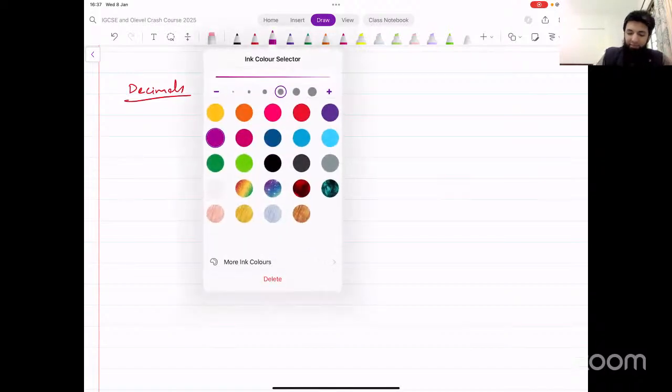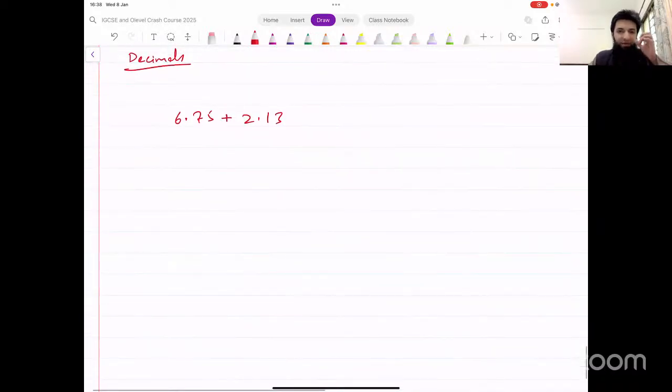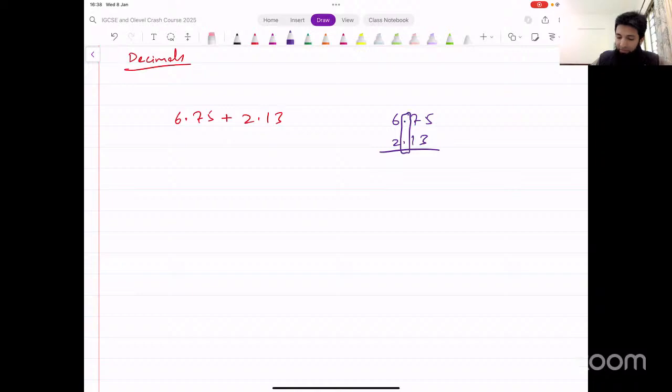Let's say you're asked to add something like this: 6.75 plus 2.13. Now, this is relatively straightforward to do because both of the numbers have the same number of decimal places, right? So what you do is you write them one over the other like this. 6.75, 2.13. The decimals are aligning like this, right? So in order to be able to add and subtract decimals, the decimals should be aligned like this. And then you do normal addition like you normally do.